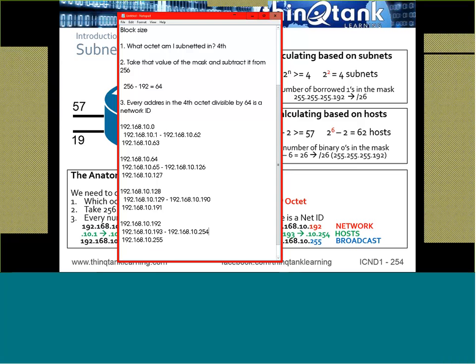I know the network IDs, I know the broadcast IDs, I know the host ranges. What addresses can I assign to my router interfaces? Well, I can actually assign any address within the range. I can't assign 0, I can't assign 64, I can't assign 128, and I can't assign 192.